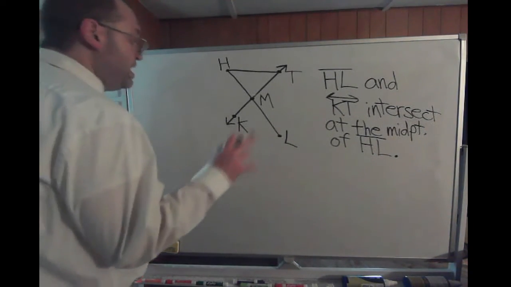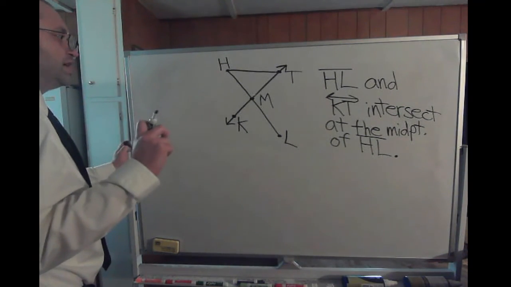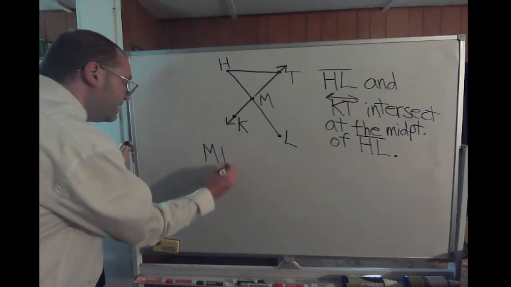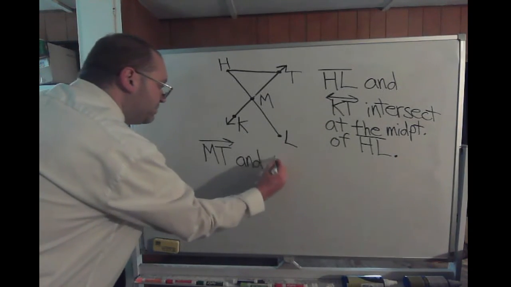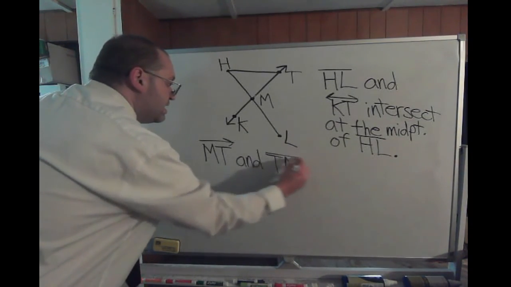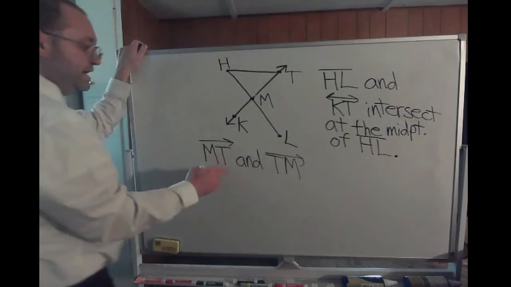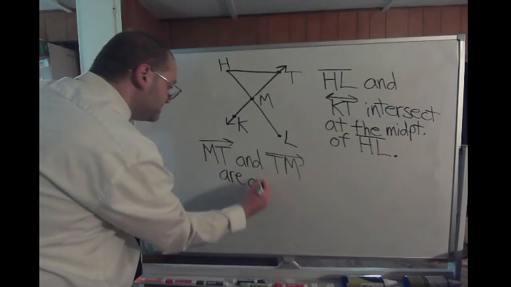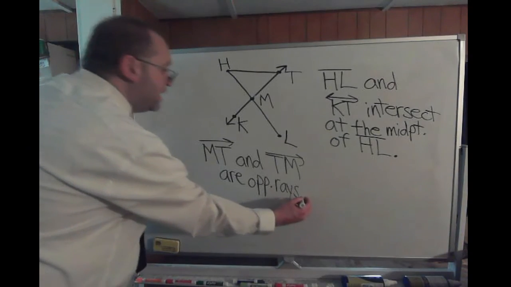Oh yeah, want to talk about something real quick here. I made a blunder a couple problems ago when I said that rays MT and TM are opposite rays. I made a blunder. I'm man enough to admit it, and I apologize. Rays MT and TM are opposite rays. This is actually false. I'm going to tell you why.